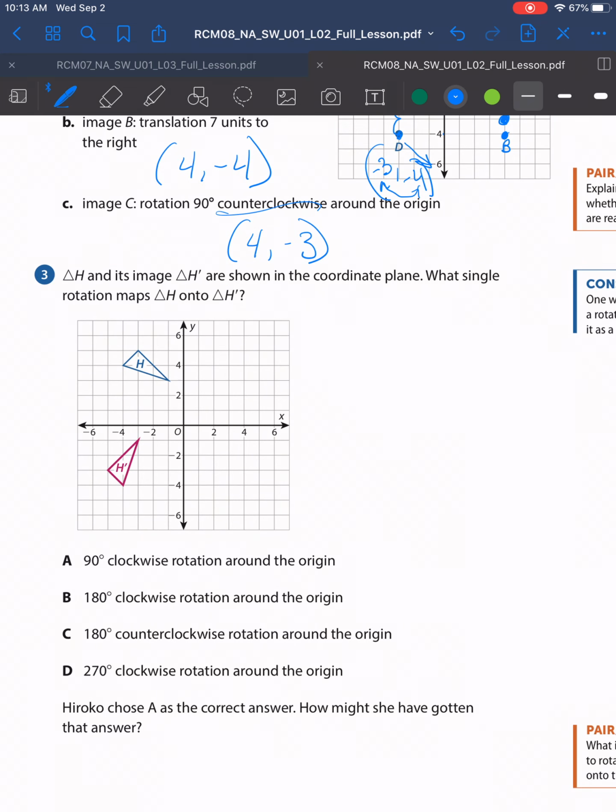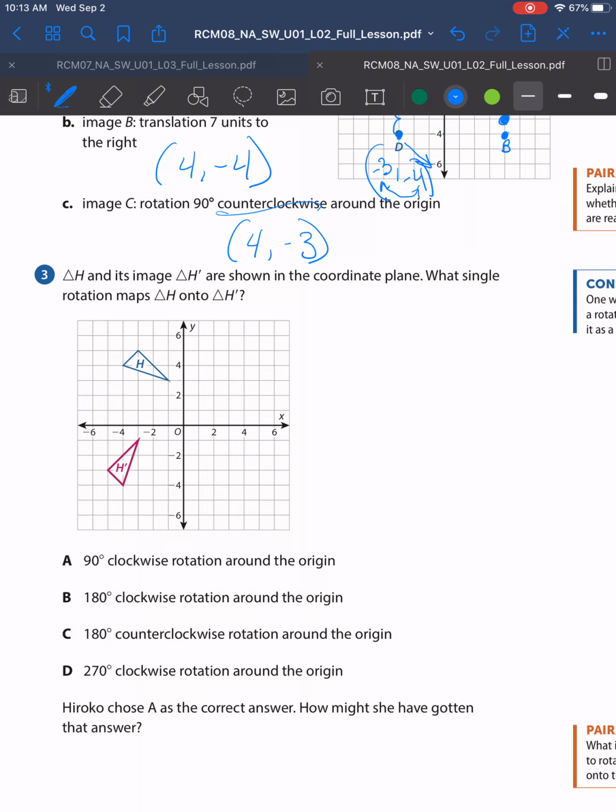Number 3, triangle H and its image H prime are shown on the coordinate plane. What single rotation maps H to H prime? To me, that definitely looks like a rotation. It does not look like it slid or flipped or anything like that. So let's go through the answers.